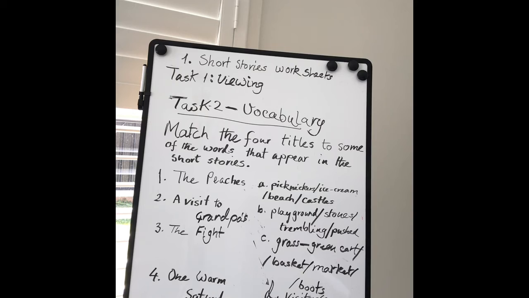Next group of words, playground, stones, trampoline, boost. Playground is normally what we have at schools. So it has nothing to do with the peaches. So obviously we can discard this group, B group words. Next is C group, grass, green, cart, basket, market and boots. You see, there could be a connection between group C words.